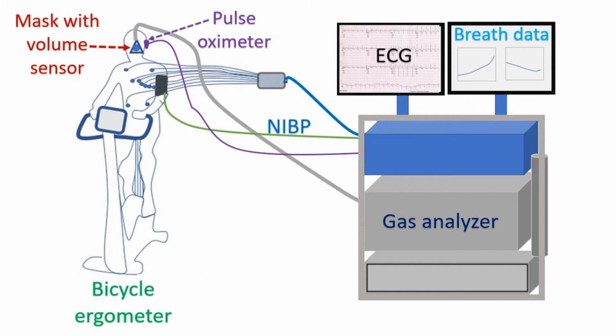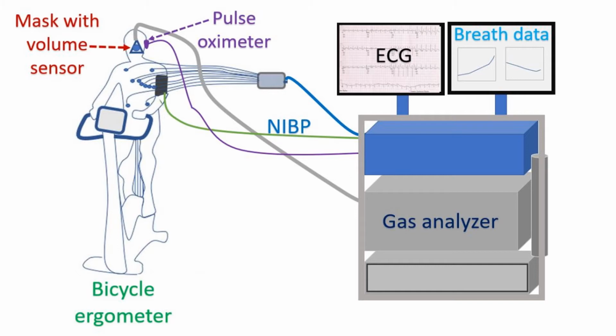CPET is usually done using an upright cycle ergometer with the subject breathing room air, though it may be rarely done using a treadmill. Ventilatory expired gas analysis system is used to measure minute ventilation VE, oxygen consumption VO2, and carbon dioxide production VCO2. Fast responding oxygen and carbon dioxide sensors in the system acquire this information on a breath-to-breath basis, analyzes and displays it continuously.